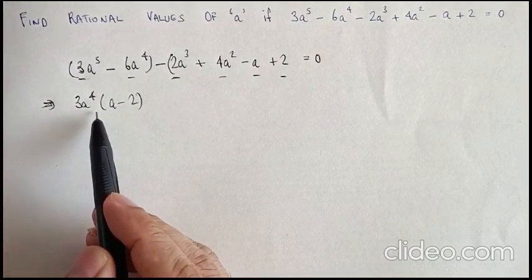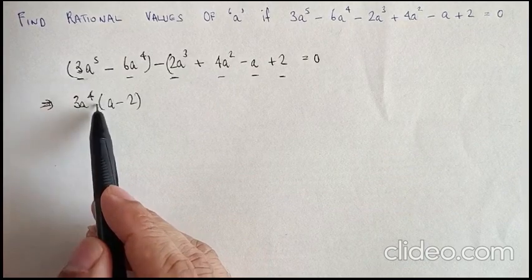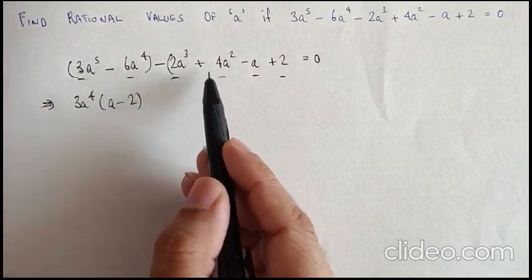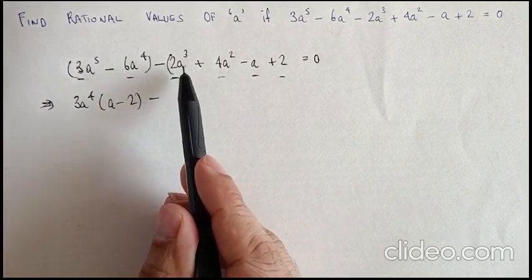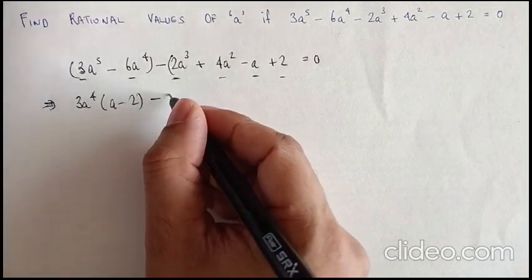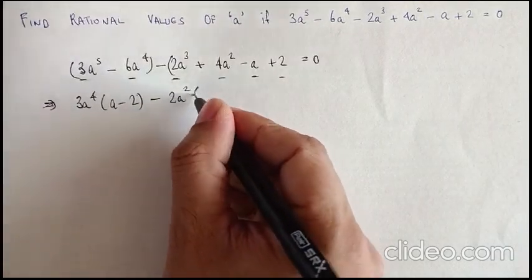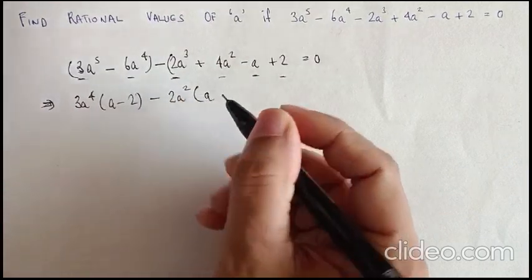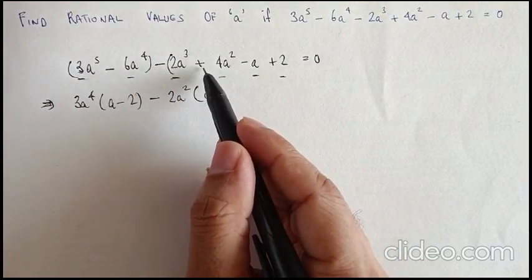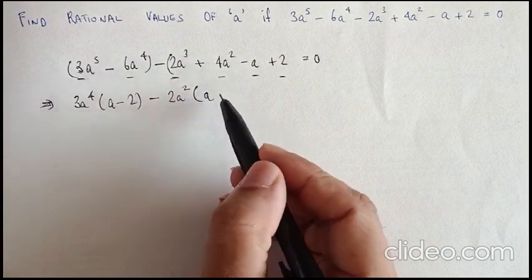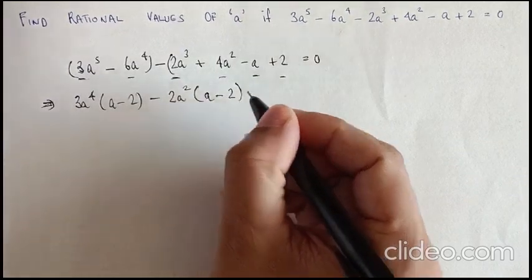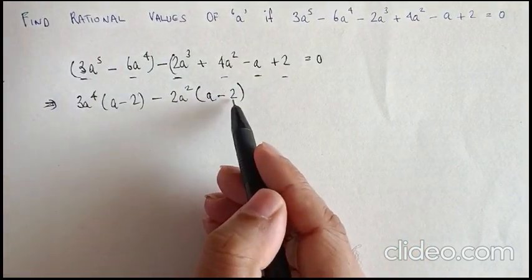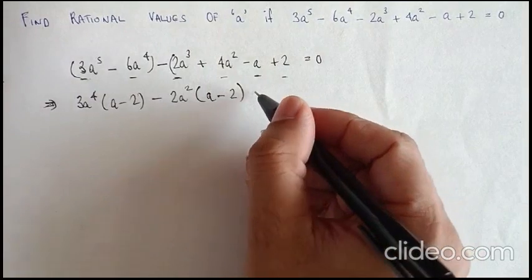This is how we will factorize this. Now we go to our second term. In our second term, 2a squared will be common. So let's make it minus 2a squared. Again, a. Now there is a positive sign here. This will become negative inside the bracket. Right? So minus 2a squared into minus 2 gives you plus 4a squared.